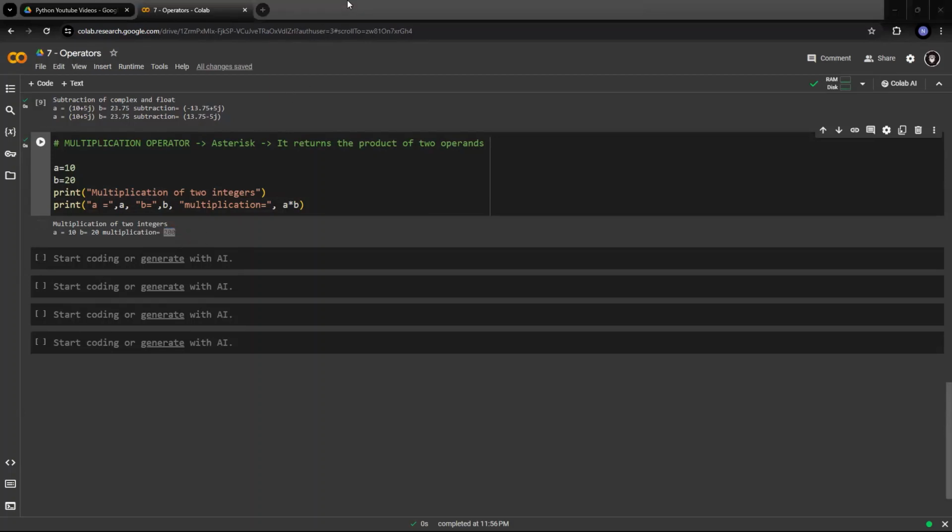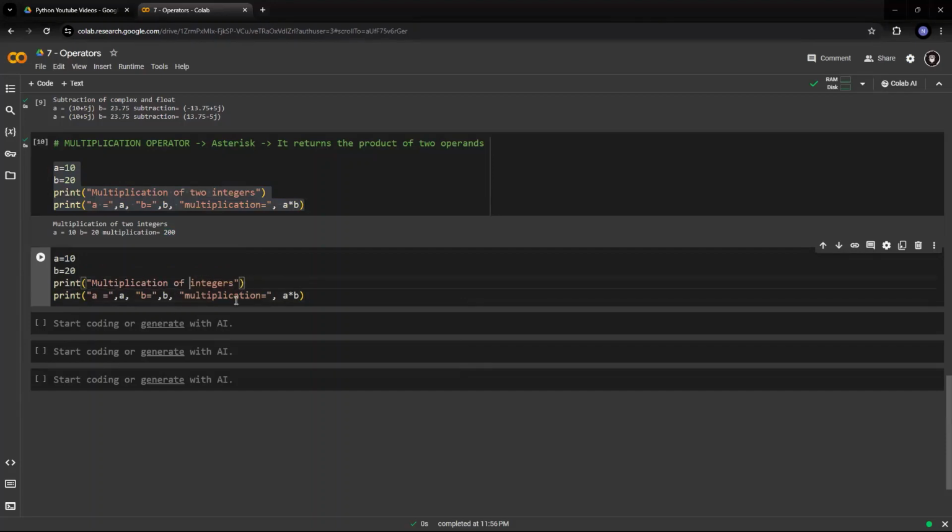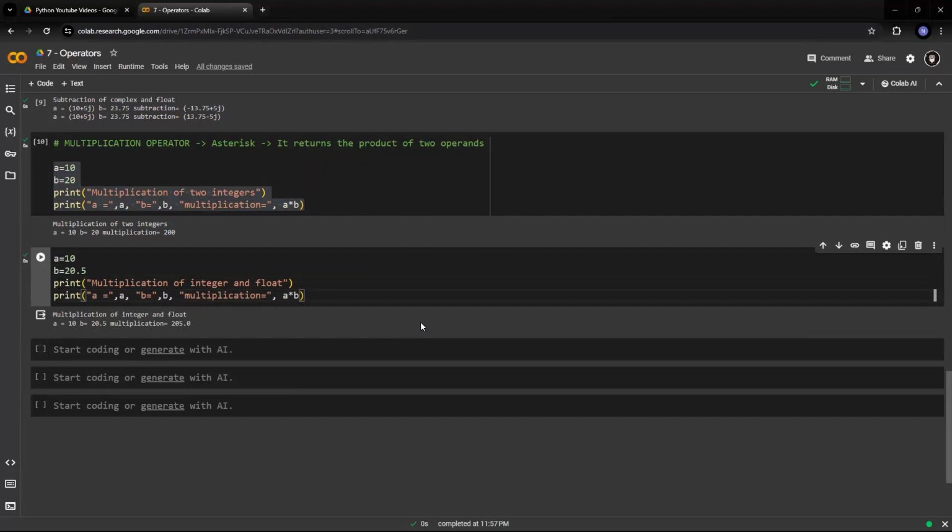Now let's try to do an integer into float. Let's have multiplication of integer and float. Suppose I make 20 as 20.5, which is a float number. Let's see what is the output. It should give you a float as an output. See this? You have 205.0 as the output. Let me make it 15, so you get a better output with some number in the decimal. So 0.5, it gives you a float.